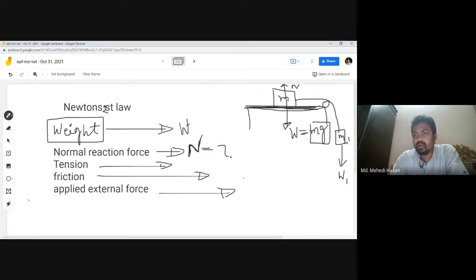Since m1 is attached with a string and hanging from a particular point, at that point the tension will act in the upward direction, T, basically away from the object. For m1 it's upward T, and for m it's away from the object along that direction. Since it is the same string and they are attached with the same string, the tensions are the same. For m1 it is upward T and for m it is rightward T, so the tensions are the same but the directions are different for m and m1.